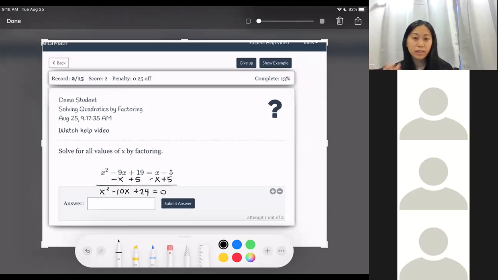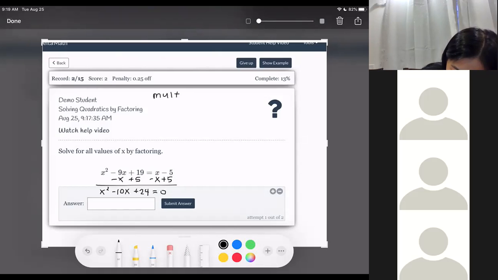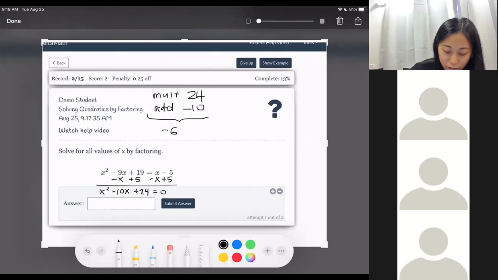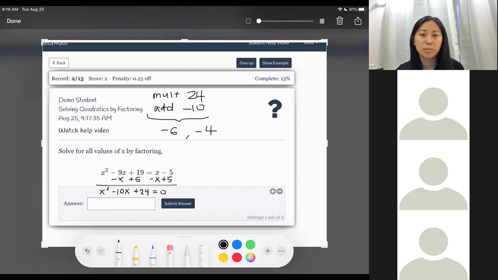So when you're doing something like this, you have to kind of ask yourself, what two numbers can multiply to 24 and add to negative 10? Okay, so you have to think to yourself, what two numbers multiply to 24 and add up to negative 10? And then just off the top of your head, it does take a little bit of guessing and checking. You can write it down, you can do it in your head. I'll get negative 6 and negative 4. If you multiply these two numbers, you'll get 24. If you add them, you'll get negative 10.